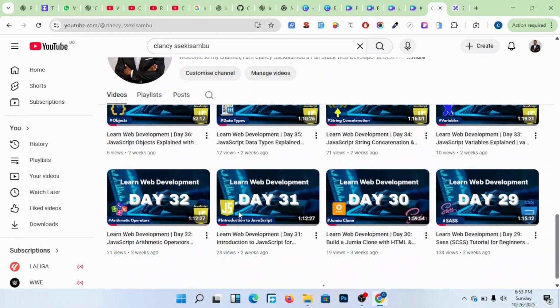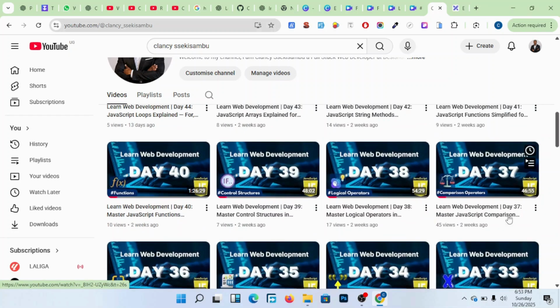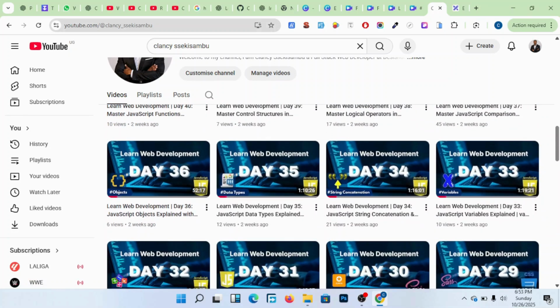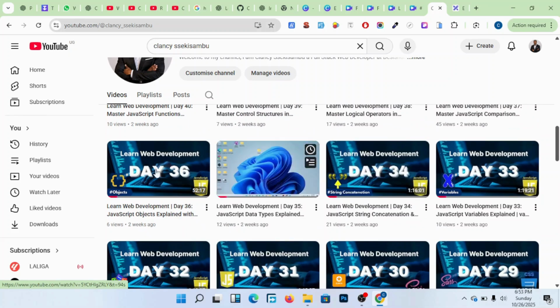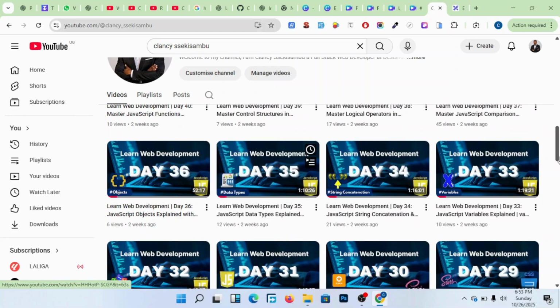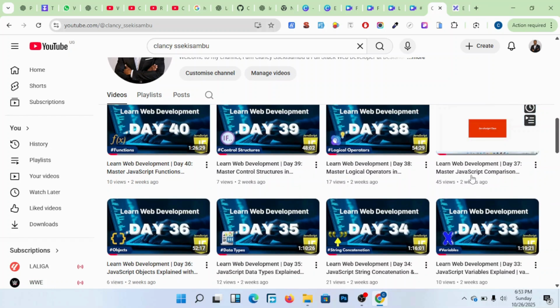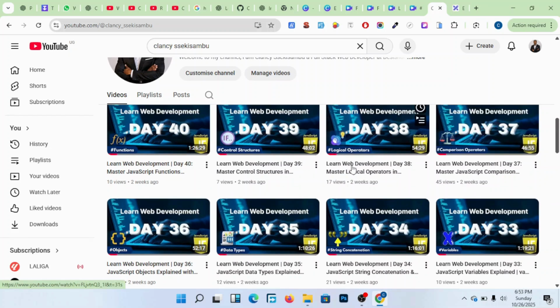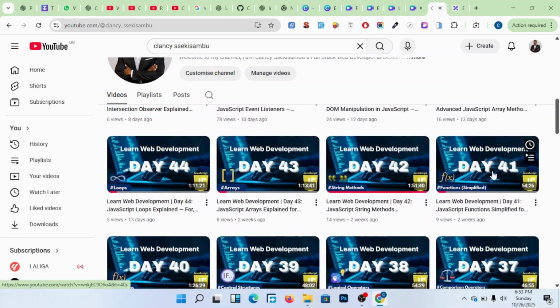Right from this day here, introduction to JavaScript, we looked at arithmetic operators, went ahead to look at variables, string concatenation, data types, and objects. Members, I'm just passing through a recap. We looked at day 37, the comparison operators, logical operators, control structures. This was day 39. Day 40, we looked at functions. That was day 40.